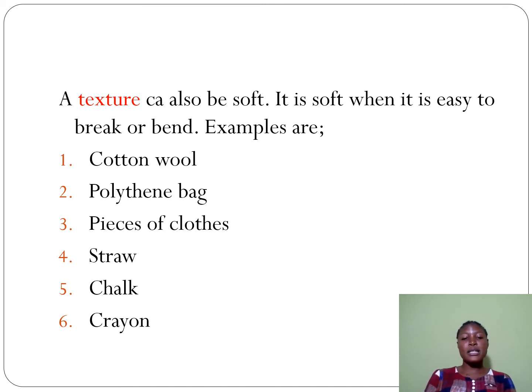Now let's look at examples of such textures. We have cotton wool, polythene bag, pieces of clothes, straw, chalk, and crayon. You can see that all these things are easy to burn and break.